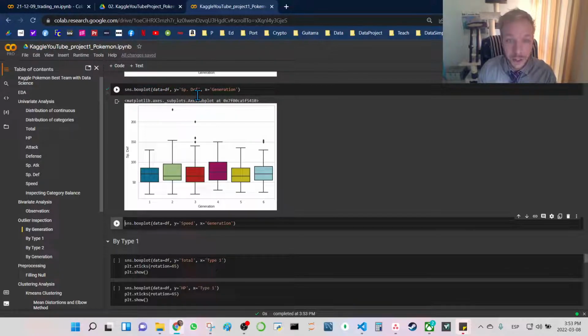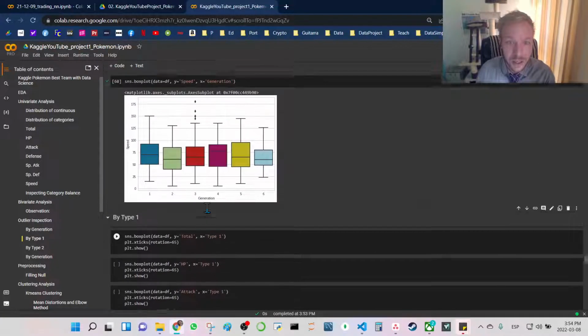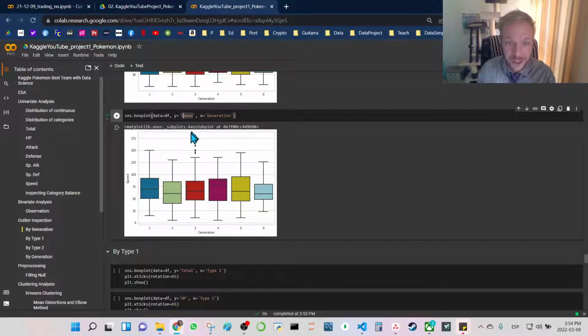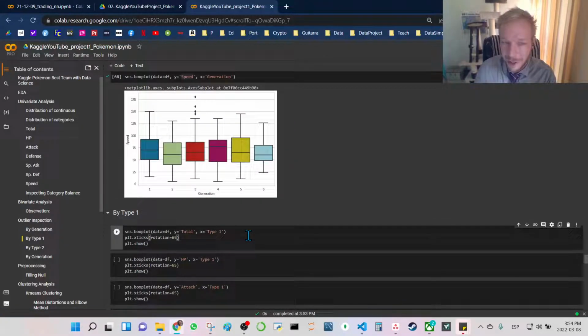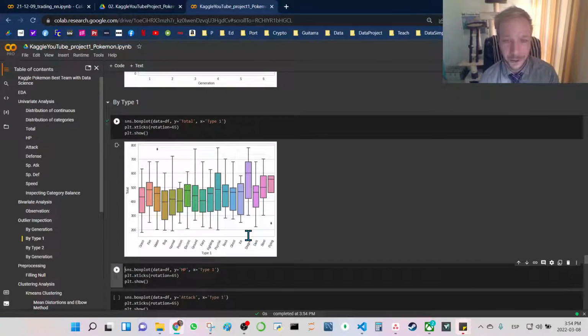Looking at another box plot of special defense by generation, we can see that outliers are occurring in general by generation. Then our box plot is looking at the speed by generation. And really, generation 3 seems to contain our outliers for the speed category. Whatever happened in generation 3, maybe they were all eating their vegetables. Who knows? But we do know that in generation 3, we have our outliers for the speed statistic.